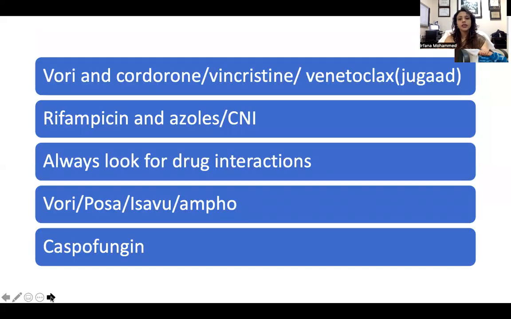And coming to drug interactions. Drug interactions are not only important for the azoles, but for any drug in our routine practice, we have to see the drug charts routinely and see whether there are any interactions. The interactions may lead to underdosing, not achieving levels, subtherapeutic drug levels, as well as toxicity.